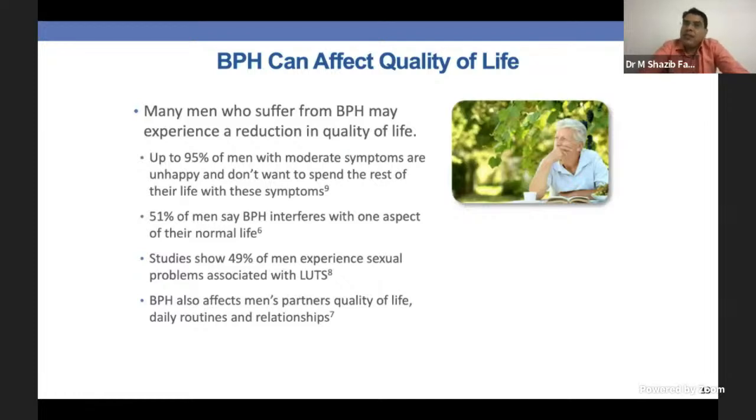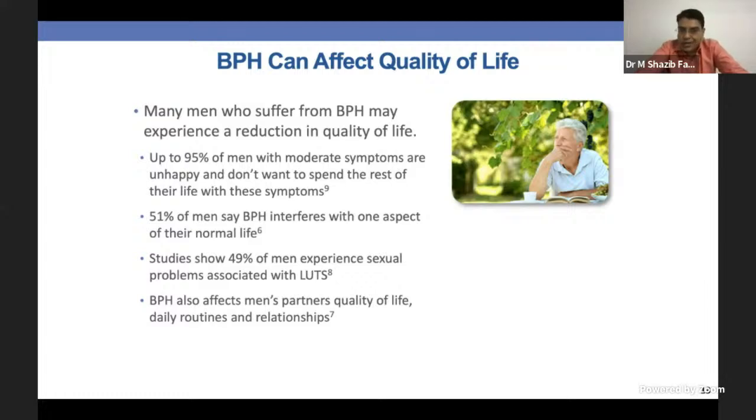Whether BPH affects the quality of life, we'll see a few studies and let's see what the studies say. Many men who suffer from BPH experience a reduction in the quality of life. A study shows that up to 95% of men with moderate symptoms of BPH are unhappy and don't want to spend the rest of their life with these symptoms.